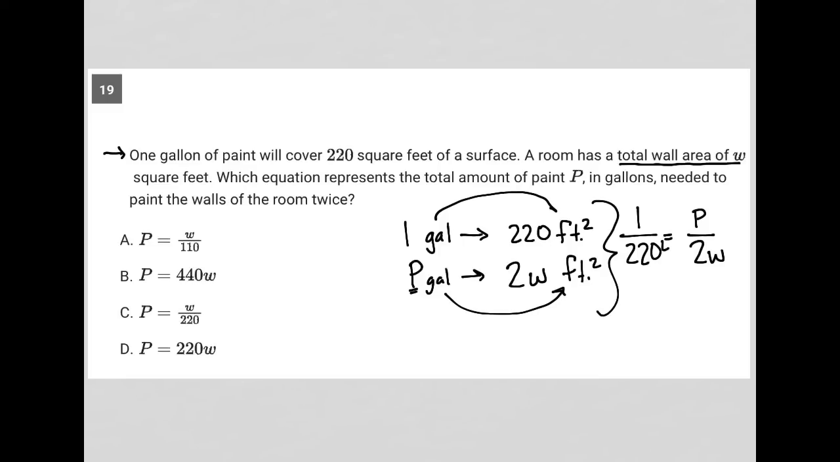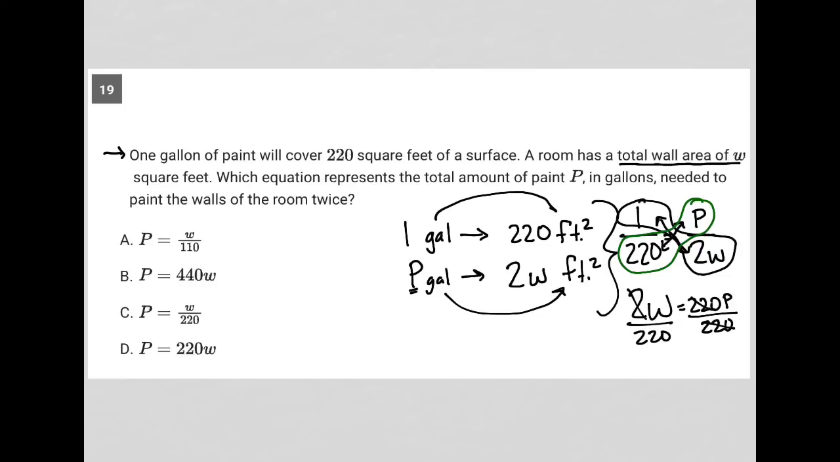So to simplify this, I can cross multiply. That's how you solve proportion questions. So 1 times 2W, well, that's 2W. P times 220, well, that's 220P. I'm solving for P, so that means I divide both sides by 220. 2 divided by 220 is 1 over 110. So what I'm left with here is W over 110 is equal to P, and therefore choice A is the correct answer.